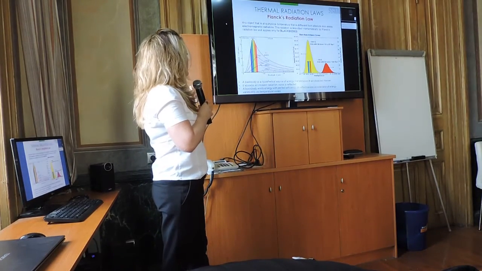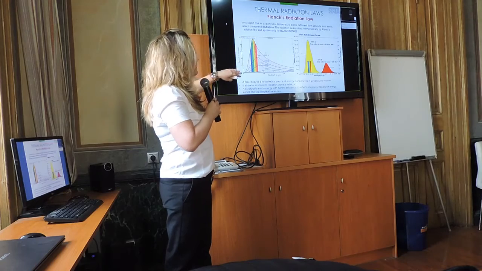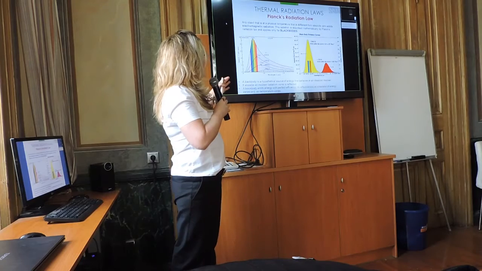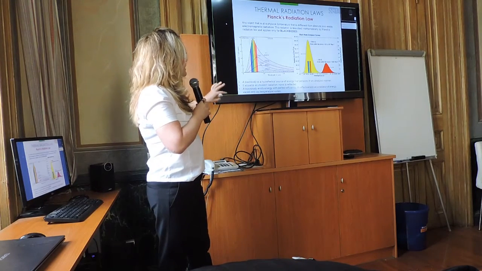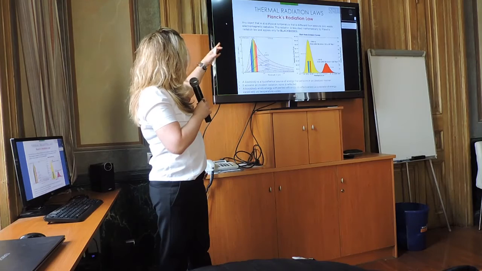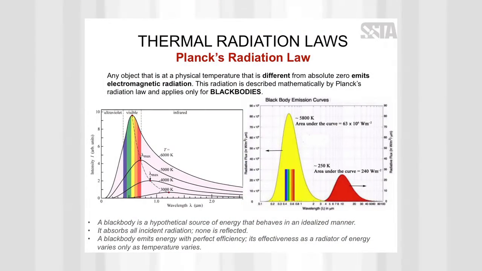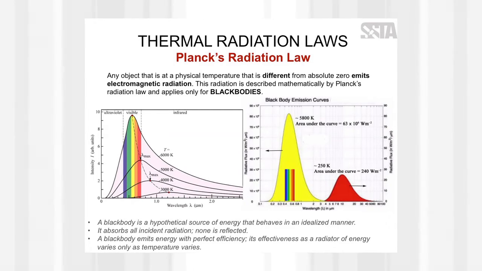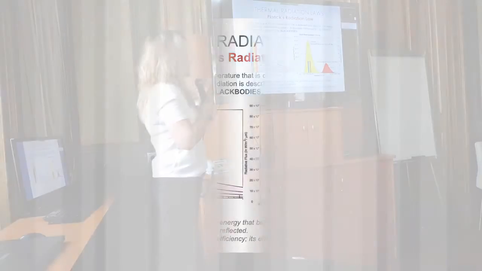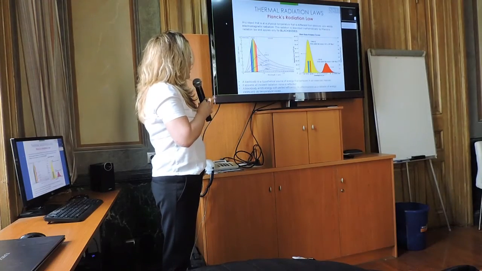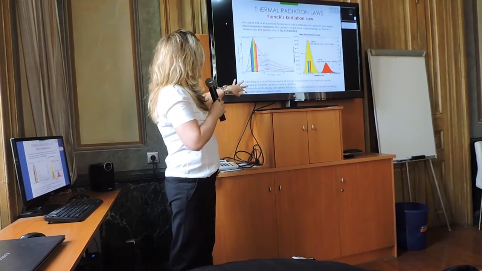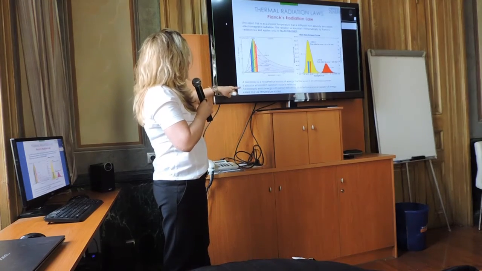of the body. Actually, here we have a terminology we call a black body. A black body is a hypothetical source of energy that behaves in an idealized manner as it absorbs all the incident radiation and none of this radiation is reflected. So, then, due to its temperature that has to be constant, it emits back some radiation, all of this radiation, and this is only a function of temperature. So this is the definition of the black body.